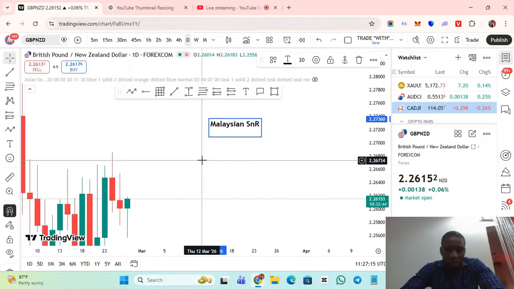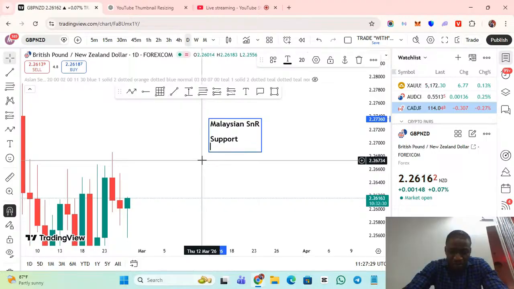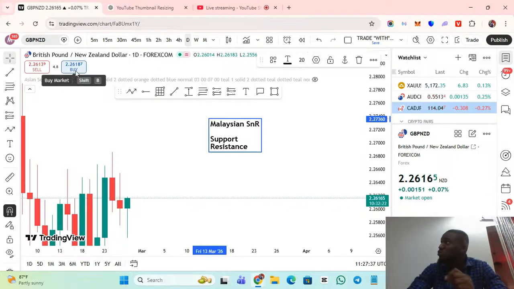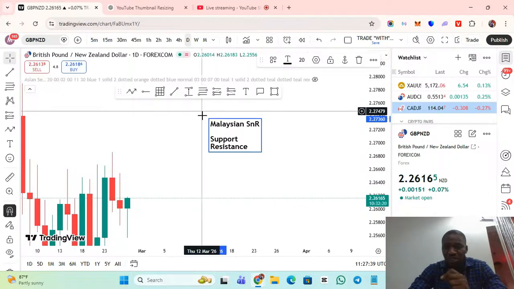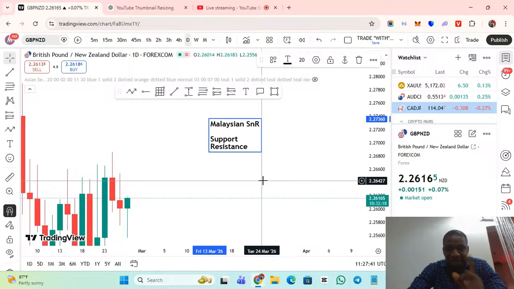However, does it work? So what is this Malaysian support and resistance? This system is basically normal support and resistance that you all know. Some of you might know this system, but some might not. How the system works is basically the same as support and resistance, but we do it with just two candles or three candles.